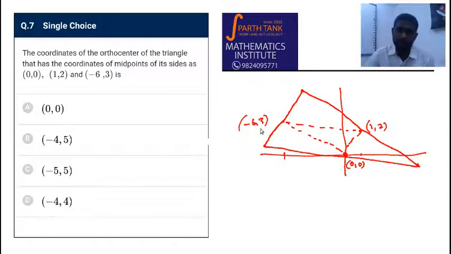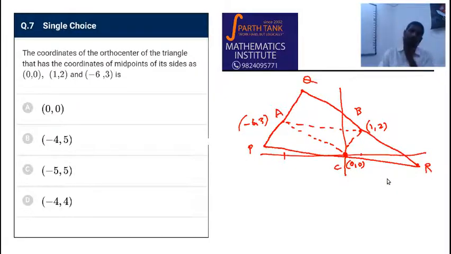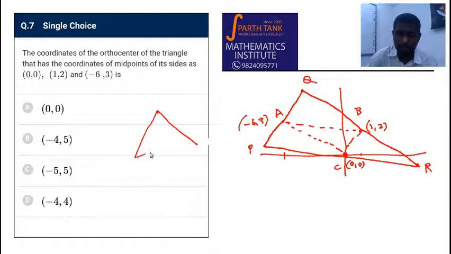Okay, so let us call these points A, B, C, and the actual triangle is PQR. Now, remember, how do you find the orthocenter? The orthocenter of a triangle is the point of intersection of its altitudes, right? From one vertex you draw the perpendicular to the other side. From this vertex you draw the perpendicular to this side and find the point of intersection, that is the orthocenter.